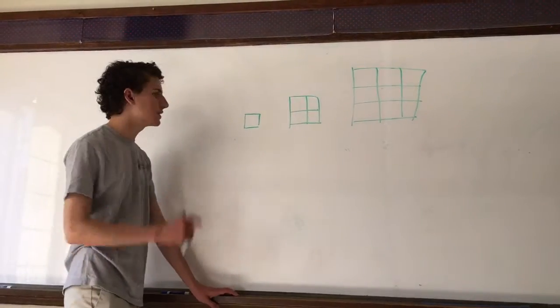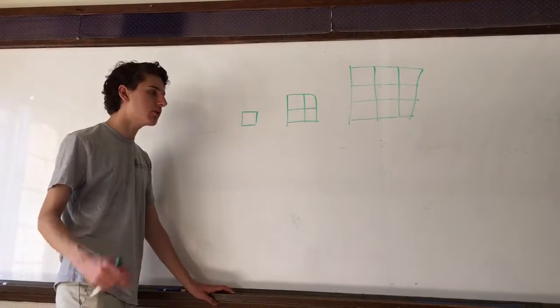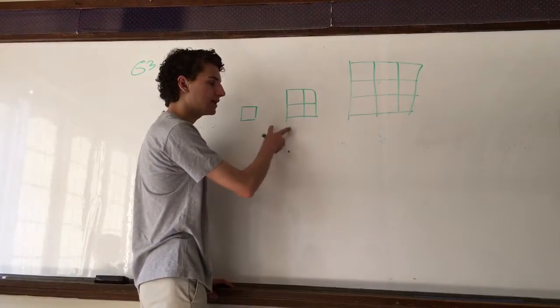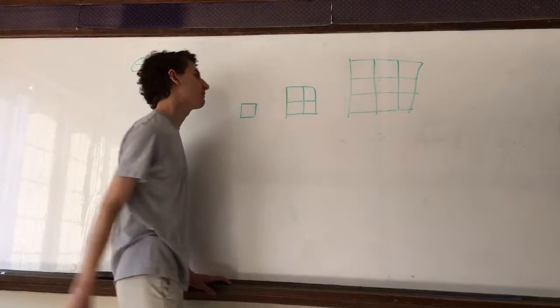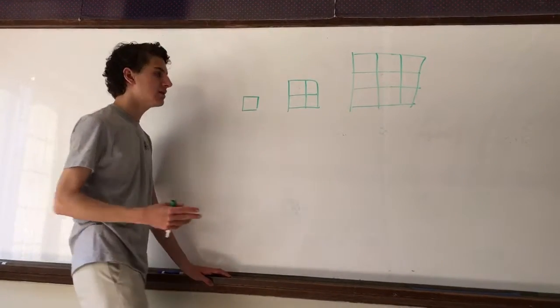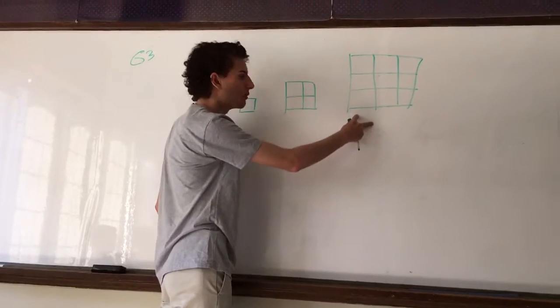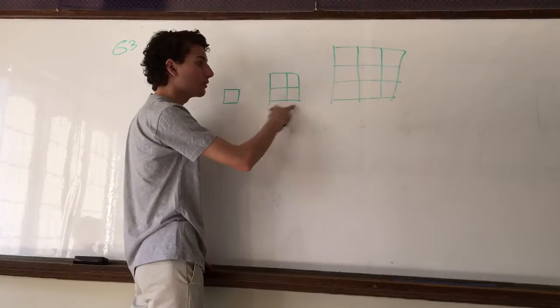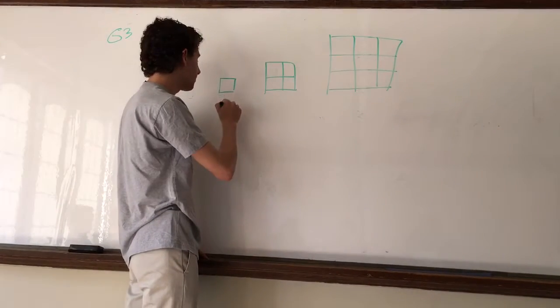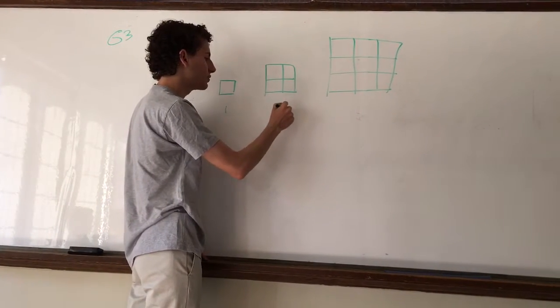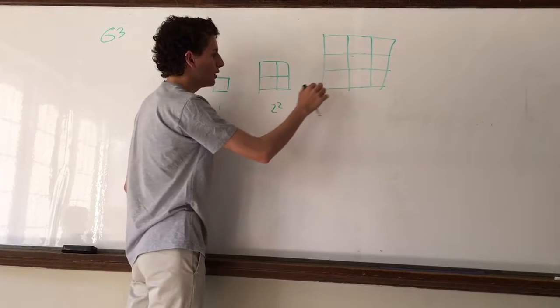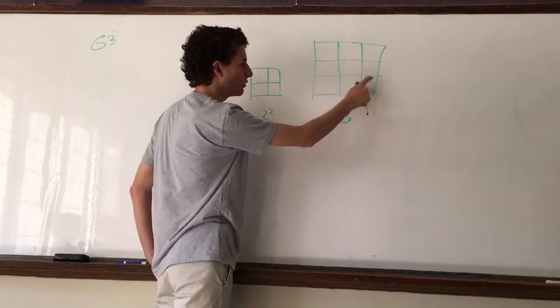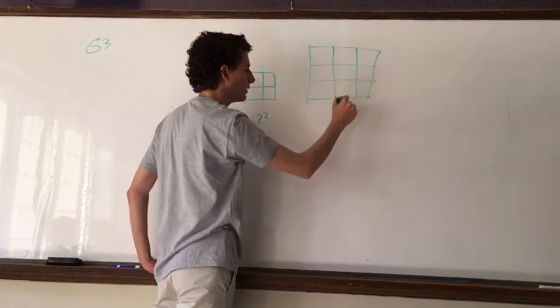Alright, so question number 63, we have an increasing array of squares where the length of the squares increases by 1 each time. And we can see that when we increase the length of the squares by 1, we get a number of unit squares that compose that, which is equal to the length squared. So we have 1 squared is 1, 2 squared is 1, 2, 3, 4, 3 squared is 1, 2, 3, 4, 5, 6, 7, 8, 9.